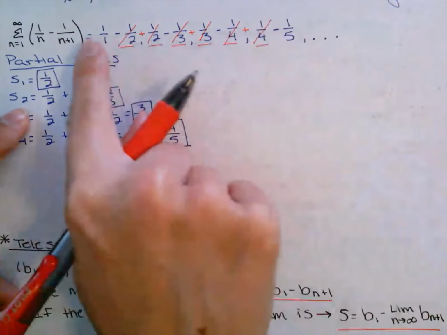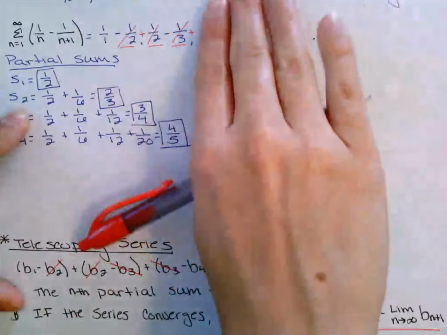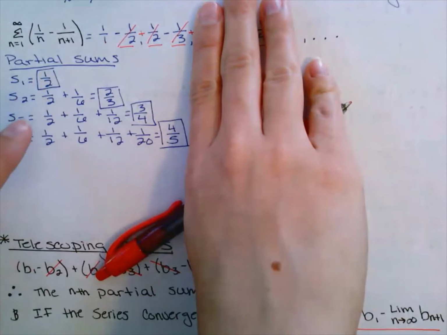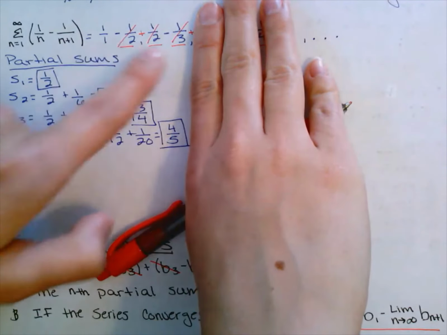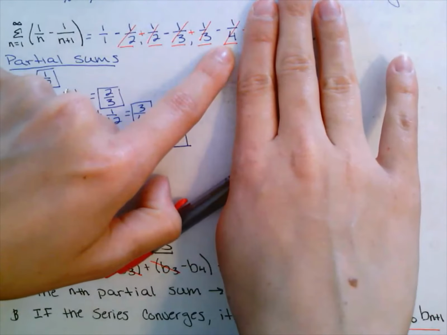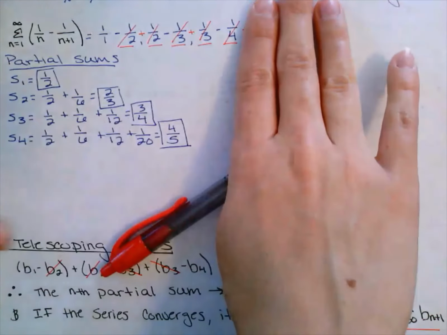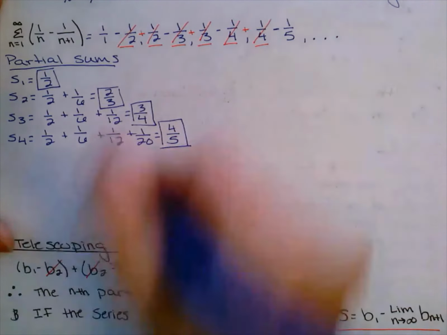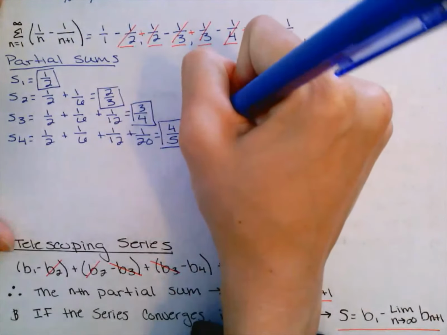If I'm doing to the 2nd, only this one and this one, then I don't have anything to cancel this -1/3, so I'm really only combining this first and this last. And for this term, it would have been the first and the last because there would have been nothing for this -1/4 to cancel with, okay? So here's the shortcut version if you don't have a calculator.